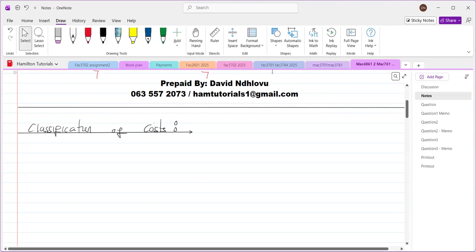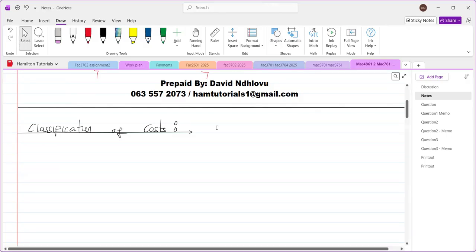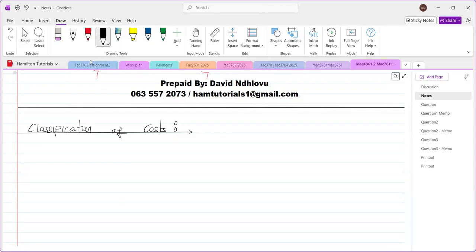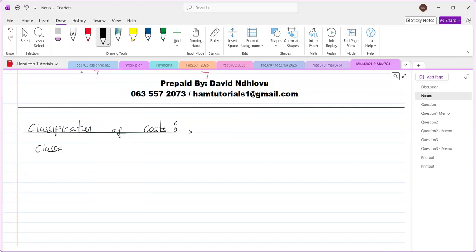You are talking about classification. When we talk about classification of costs, we are saying how do we group and name costs of a similar nature together? That is what we call classification. Right. In terms of classification, we have the following classes of costs.